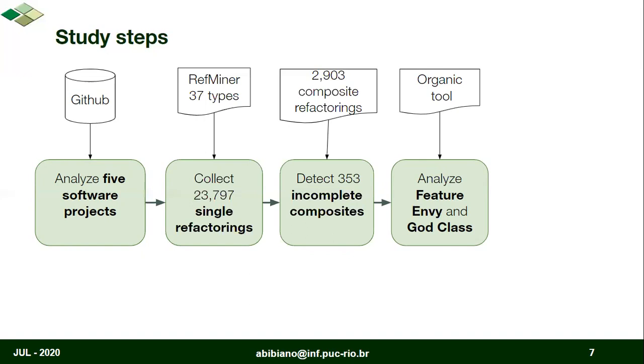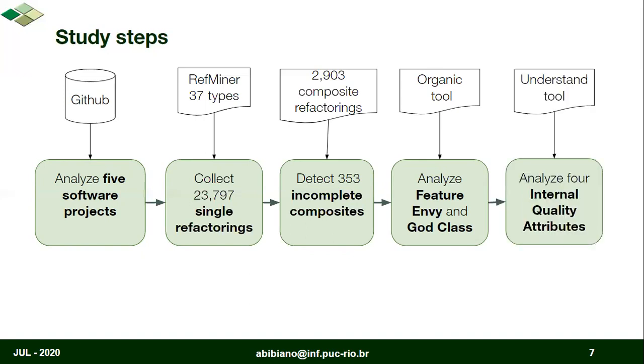And finally, we analyzed the effect of incomplete composites on four internal quality attributes. These internal quality attributes are code complexity, coupling, cohesion, and code size. We analyzed the code metrics related to these attributes from the Understand tool.